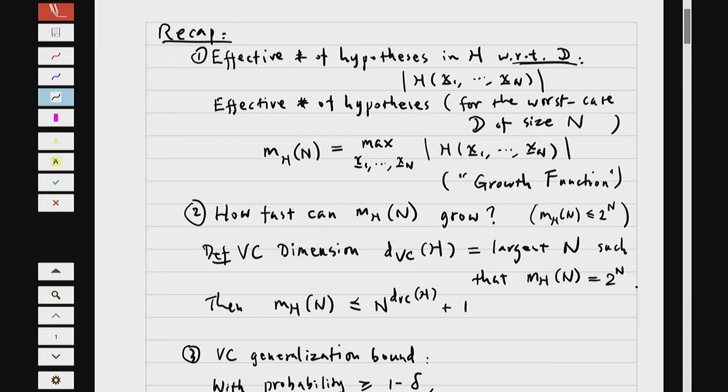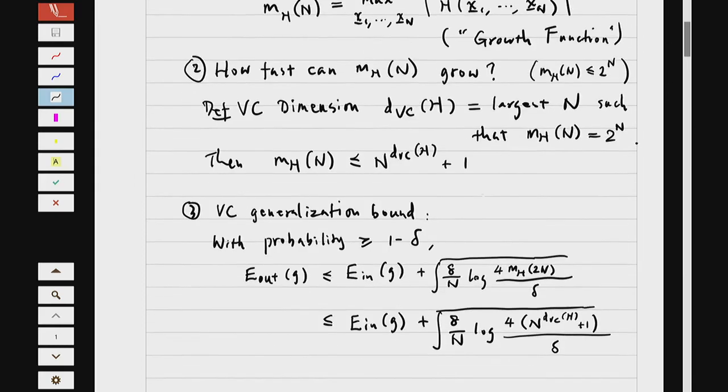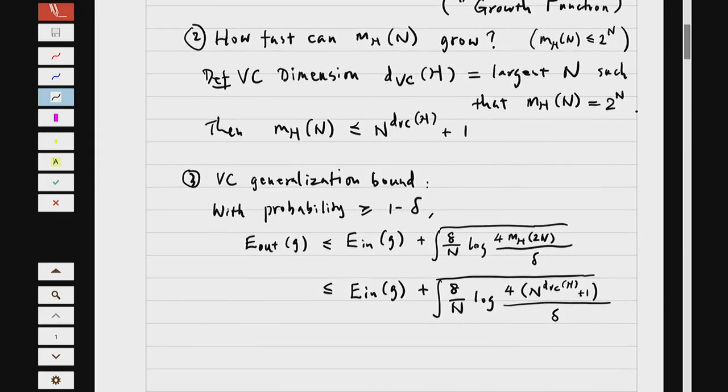Once we have an upper bound for this effective number of hypotheses, we substitute it into our previous analysis. We have this somewhat funny looking bound, but essentially it's very similar to the union bound that we had before. We replace M by this growth function, the effective number of hypotheses, instead of the actual number of hypotheses.